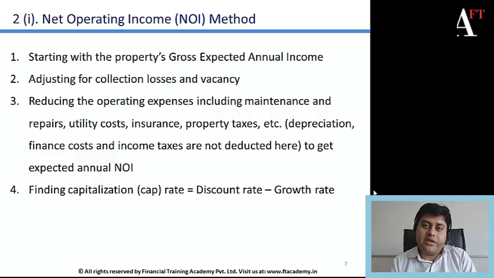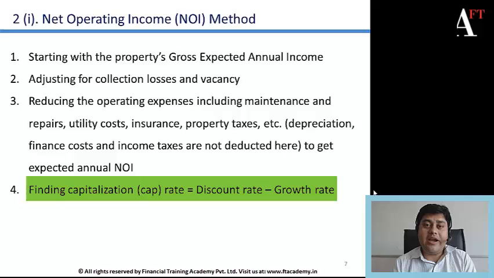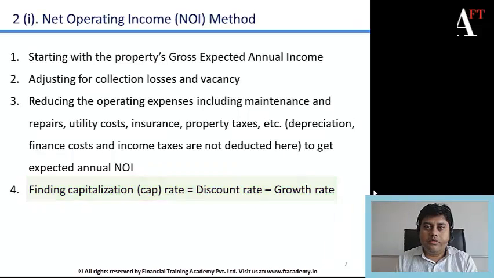The next step here is to find out a capitalization rate. This is the rate at which you are expecting the property to generate a return for yourself, and this rate is typically the discount rate that you're looking at minus the growth rate that you are expecting from the property. So the capitalization rate, or a cap rate as it is popularly known, is equal to the discounting rate that you are choosing for the property minus the growth rate that you are expecting from the property over future years.